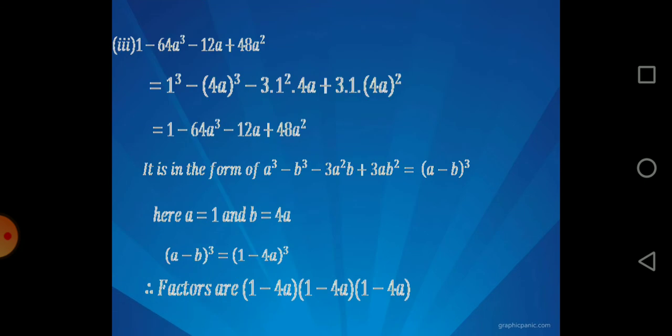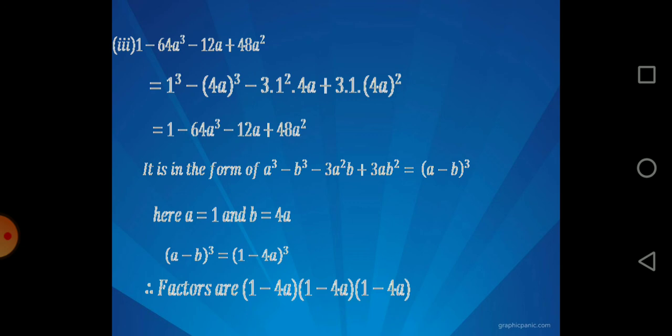Now, let us see the third one of this question, 8th question. Second one you have to do on your own. The third one is 1 minus 64a cube minus 12a plus 48a square. Again observe the question. 1 is a cube term. 1 can be any term power. You can give any power to 1. The answer is 1 only. So 1 you can take as a perfect cube term, 1 cube minus 64a cube.